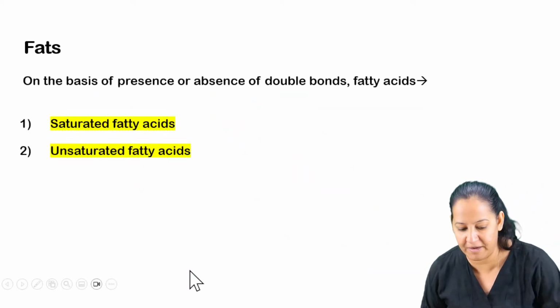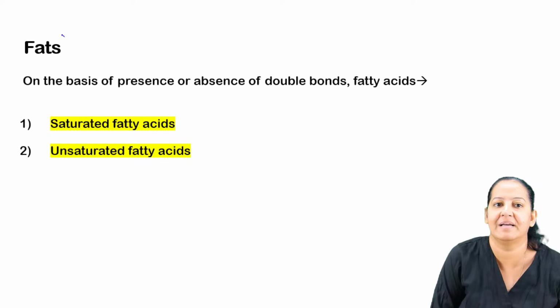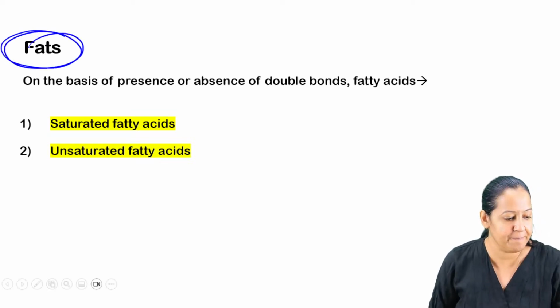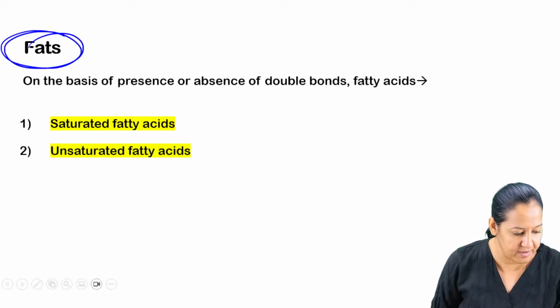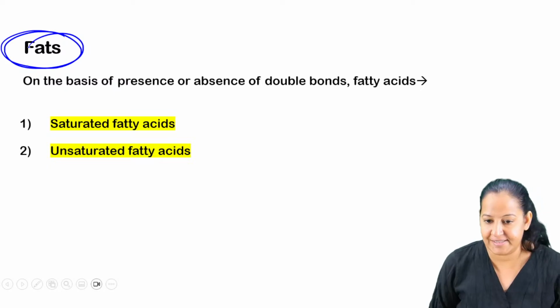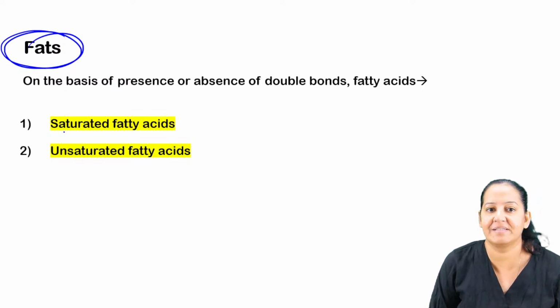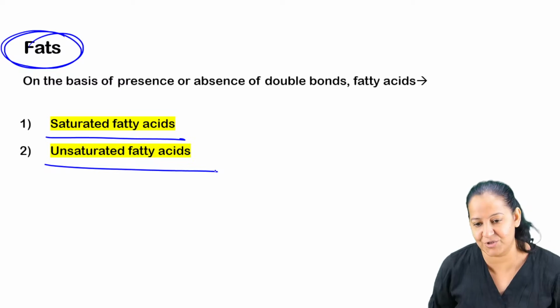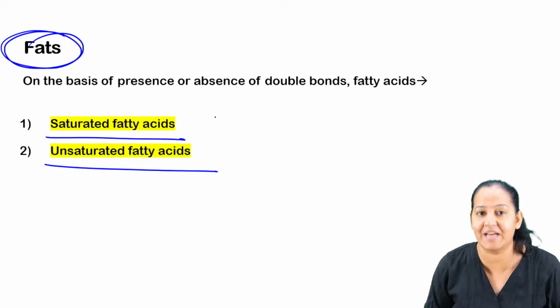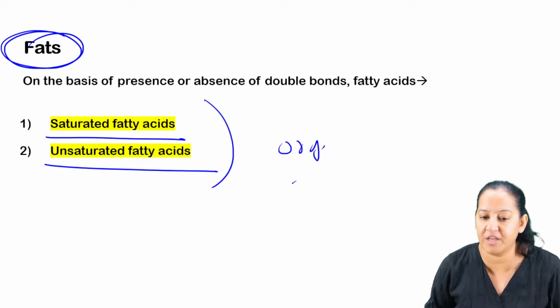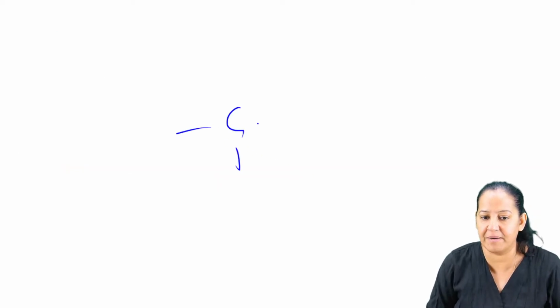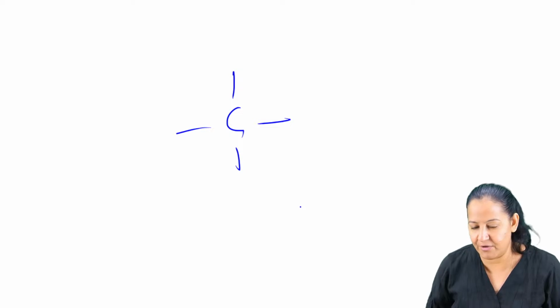Okay, now the next topic we are taking is the fats. There are 2 types of fats, saturated fatty acids and unsaturated fatty acids. Fats are organic compounds. What do you mean by organic compound? They are made up of carbon. So what do you mean by saturated and unsaturated? The valency of carbon is 4. I guess everyone knows.